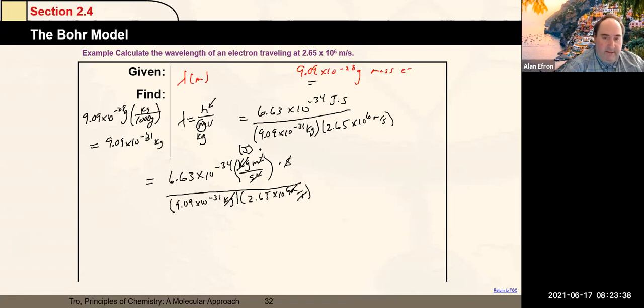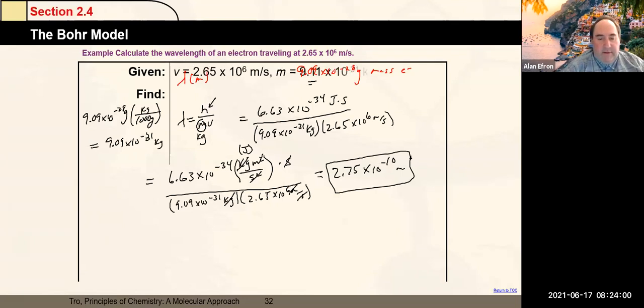And if we do all that good stuff there, making sure we use our exponent button there, looks like we end up with something like 2.75 times 10 to the minus 10 meters. That's a very small wavelength. Again, a particle very small, like an electron here, having a relatively small wavelength. Any questions on that calculation there?